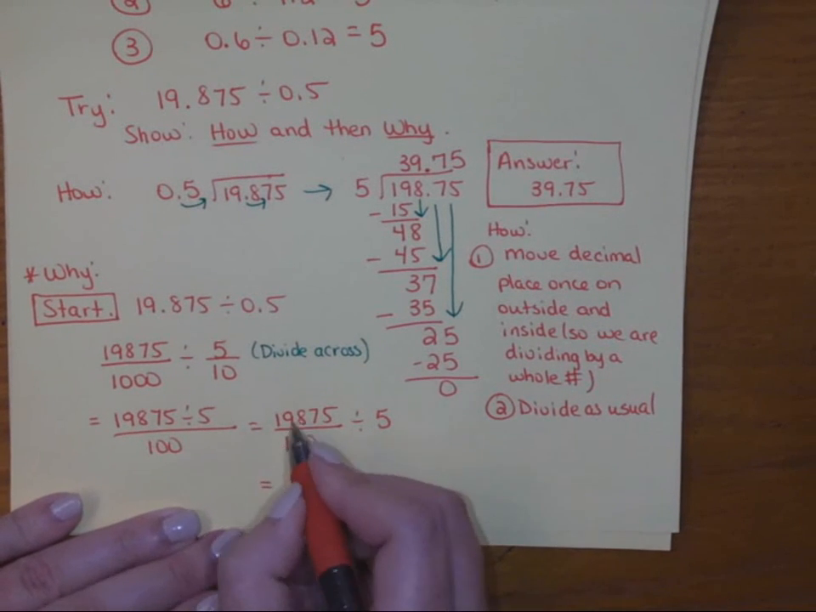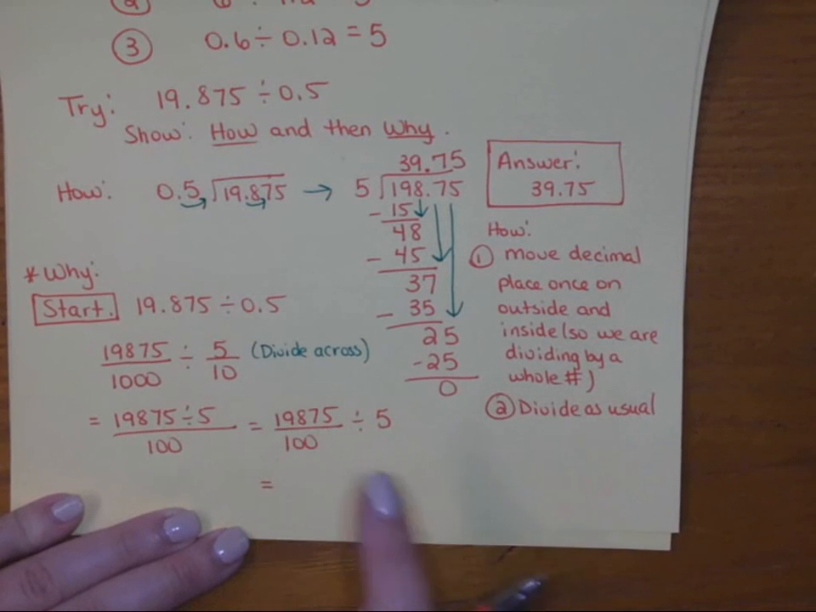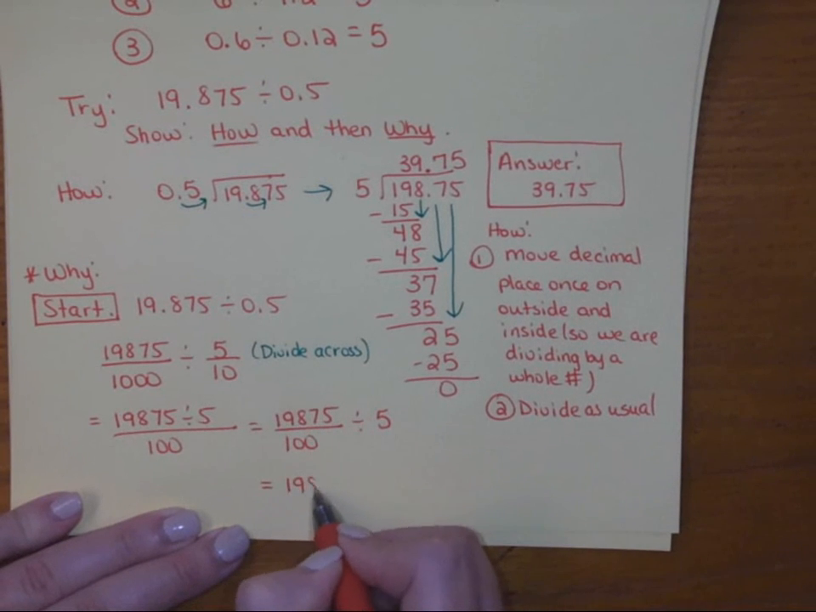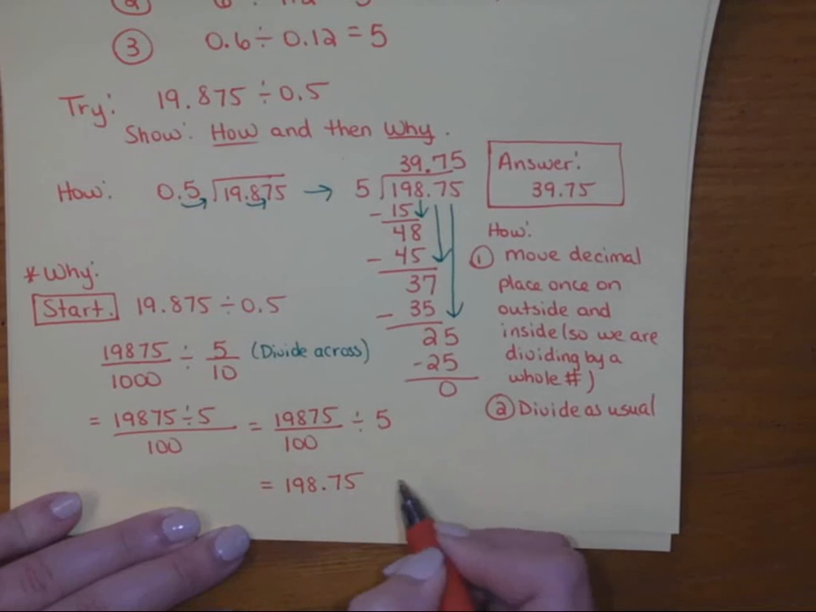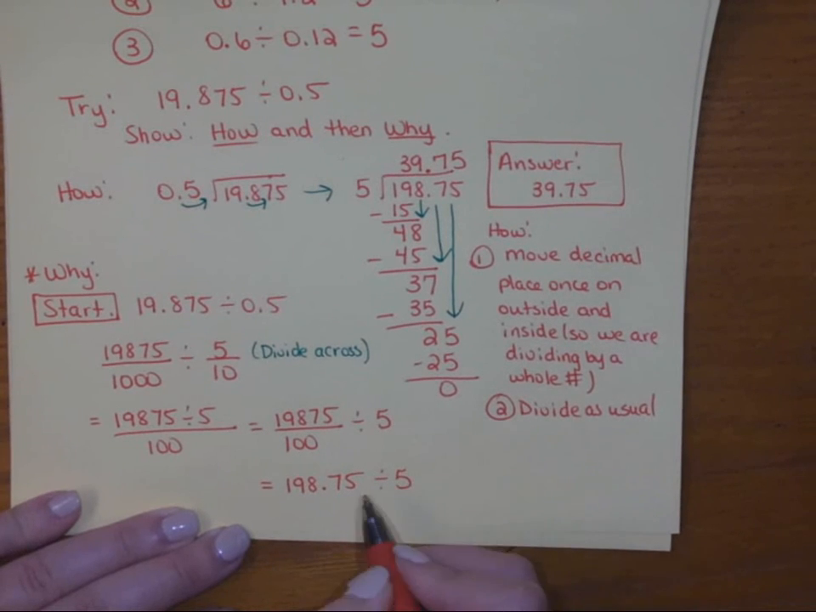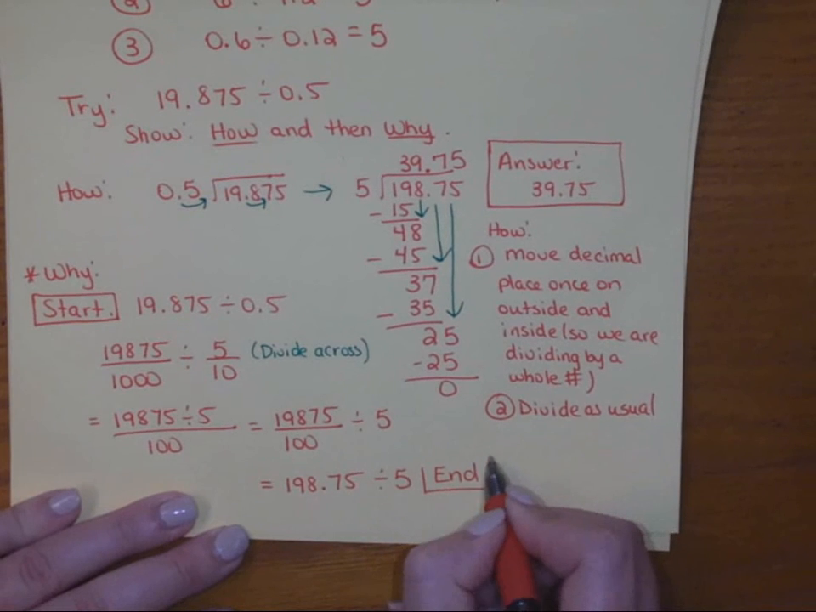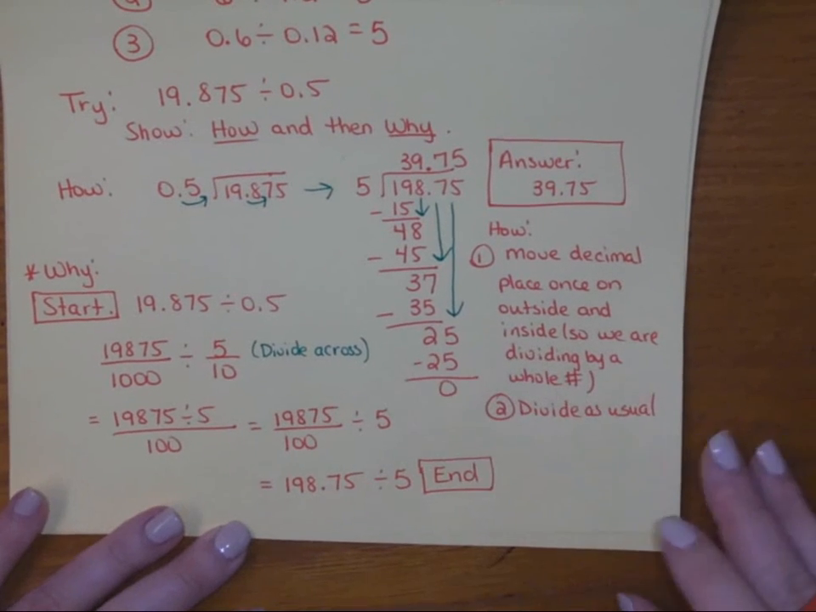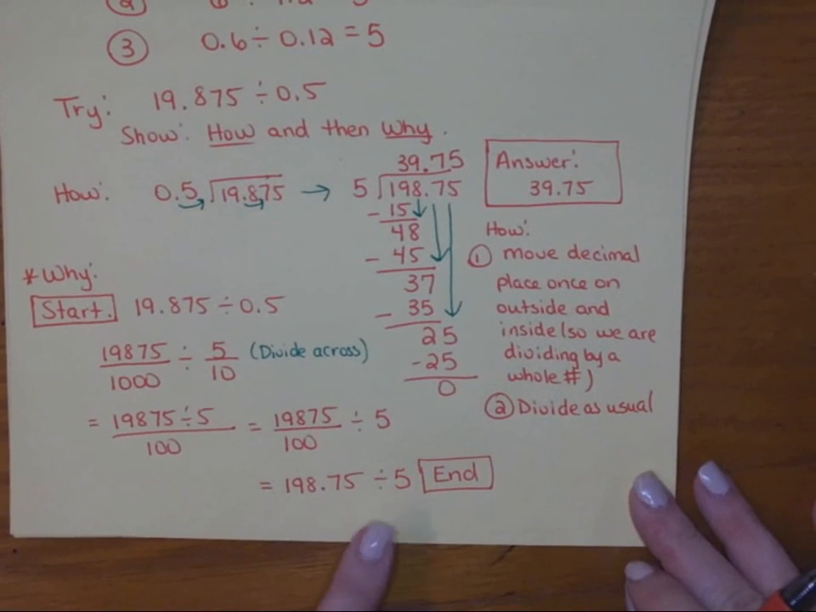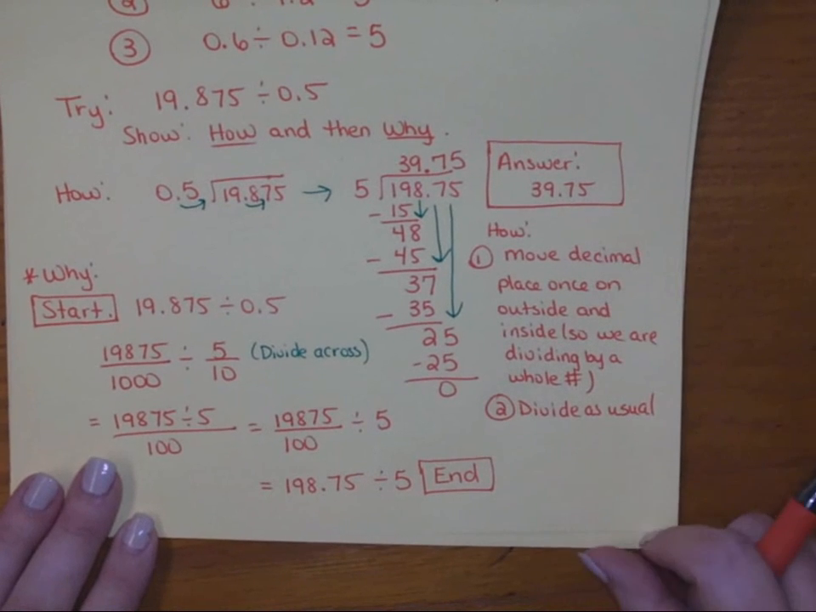And then last but not least, I'm going to work out what this is. If I move the decimal place twice, this is literally 198.75 divided by 5. And the reason I know I can stop there is because that is actually what I did up here. So I could list the answer again, but I already found the answer in the how step.